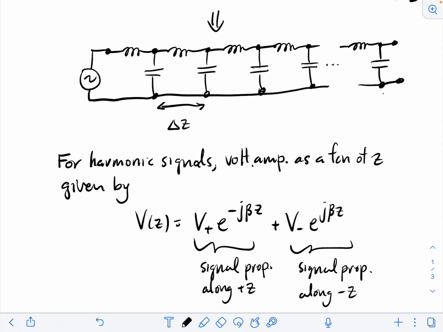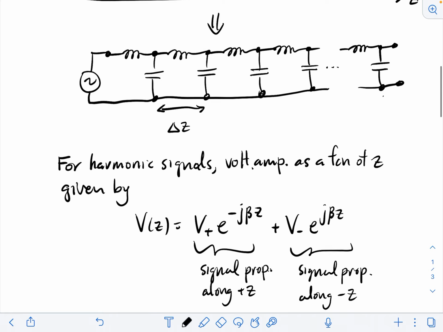And our solution of the wave equation is written here for V(z), where capital V represents the amplitude of the voltage oscillations. There were two terms, a V plus term and a V minus term. The V plus term represents a signal propagating along the positive z direction, and the V minus represents a signal propagating along the negative z direction.